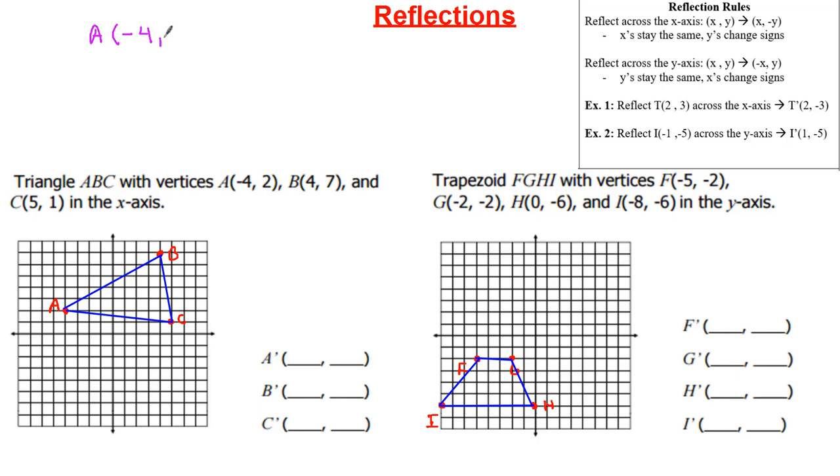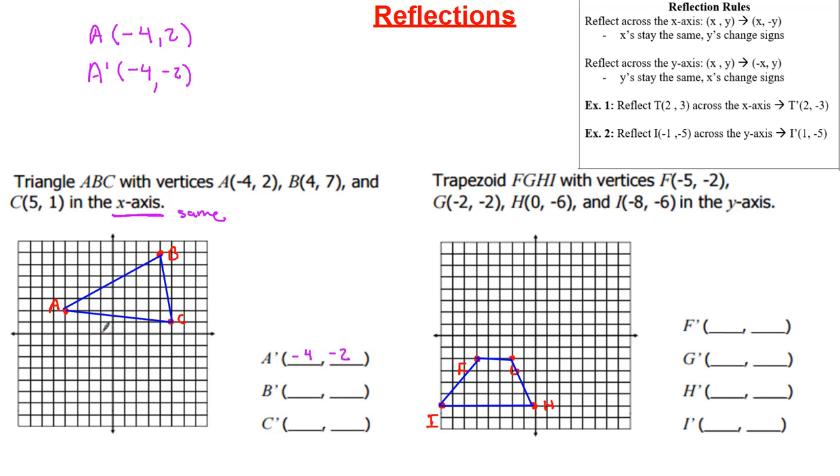it says A is negative 4, 2. Here's the rule. I'm going to reflect it across the x-axis. So, since it says x-axis, the x's are the same. All right? So, for A prime, I'm going to have negative 4. I'm going to keep it the same. But for my y, I'm going to change the sign. Instead of 2, it's negative 2. So A prime becomes negative 4, negative 2.